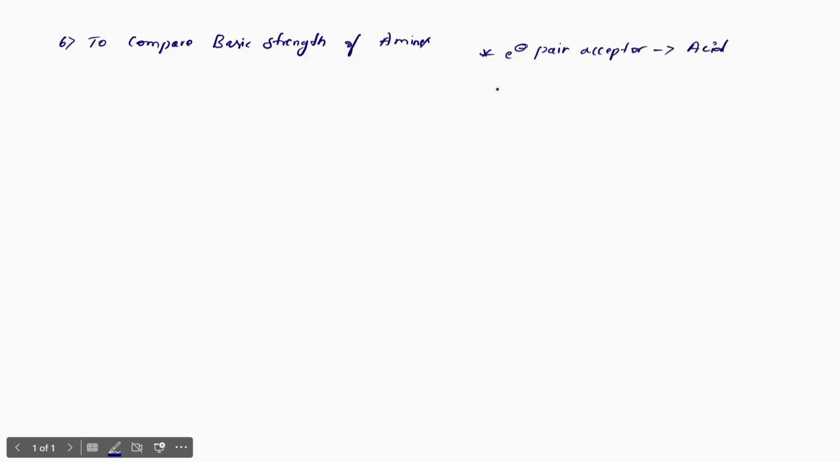The next application is to compare basic strength of amines. So we all know that electron pair acceptor is acid and electron pair donor is a base. Electron pair donor is base.